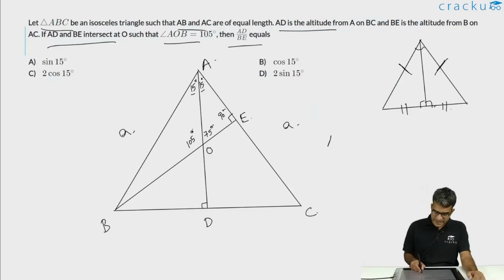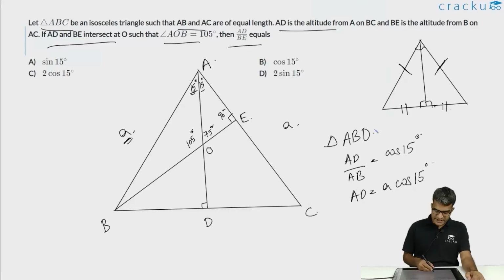If you are looking at triangle ABD, the hypotenuse is AB. The adjacent side is at 15 degrees. So AD divided by the hypotenuse, which is AB, is equal to cos of 15 degrees. Or AD is equal to AB, which is small a, into cos 15 degrees.